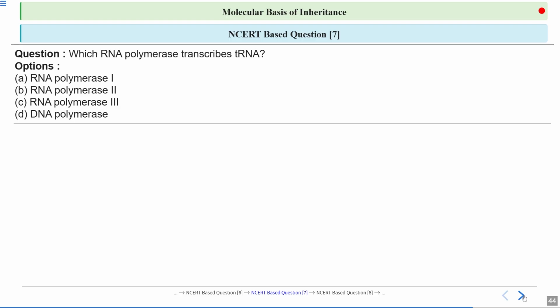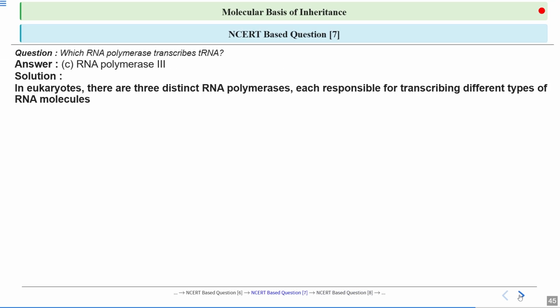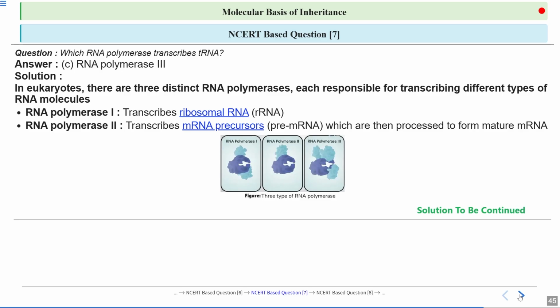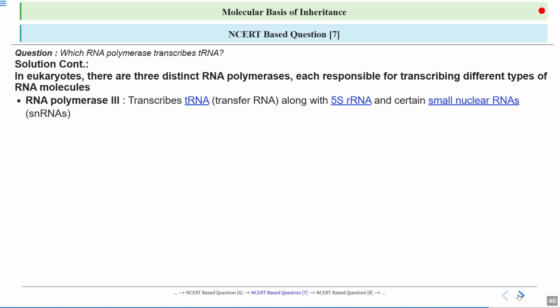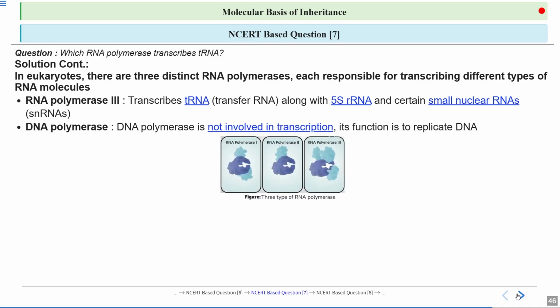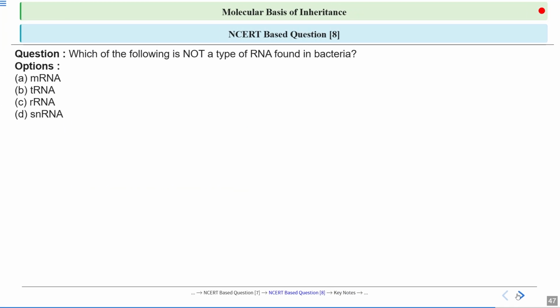Next question: which RNA polymerase transcribes tRNA? Is it 1, 2, 3 or DNA polymerase? Again, we know that DNA polymerase is involved in DNA replication only. In eukaryotes, we have studied that there are 3 distinct RNA polymerases. Each is responsible for transcribing different types of RNA molecules. RNA polymerase 1 transcribes ribosomal RNA. RNA polymerase 2 transcribes the pre-mRNA, the precursor of mRNA, that is hnRNA. Whereas RNA polymerase 3, which is the answer to the question, transcribes tRNA along with 5S RNA and certain small nuclear RNAs. DNA polymerase is not involved in transcription. Its function is to replicate DNA.